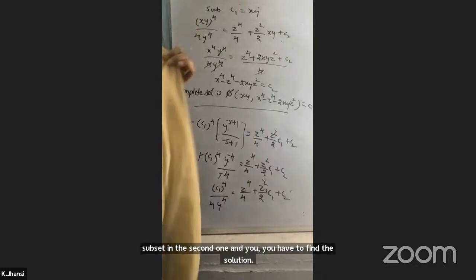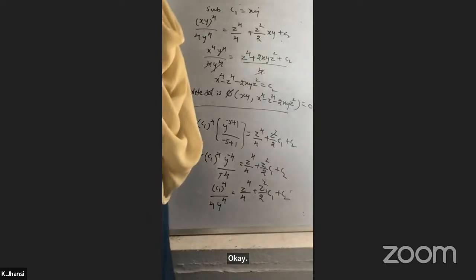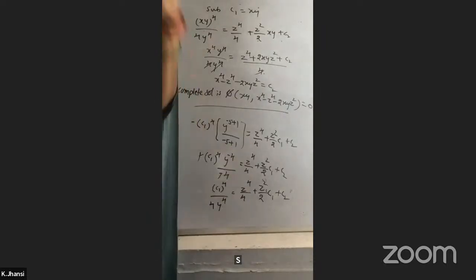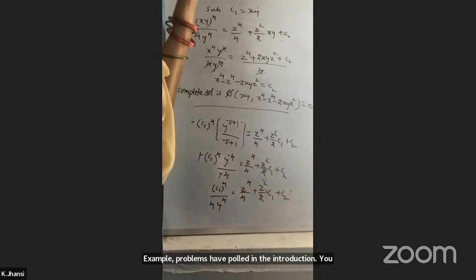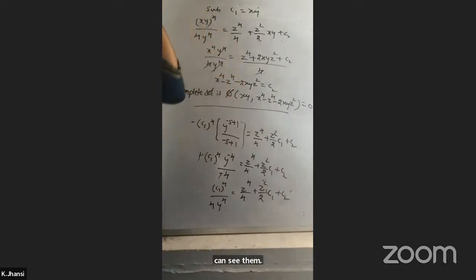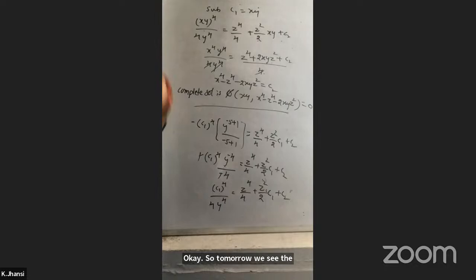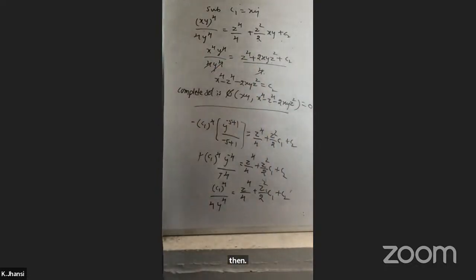Okay. So this is about the 8th unit. The 9th unit is small problems. In the 9th unit you will get only the 5 marks questions. Some example problems I have told in the introduction. You can see them. Okay. So tomorrow we'll see block 4. In block 4 I will tell one 10 marks question. You can see there. In unit 8 I have almost completed the one 10 marks question. Okay. So the 9th unit it will be there only.